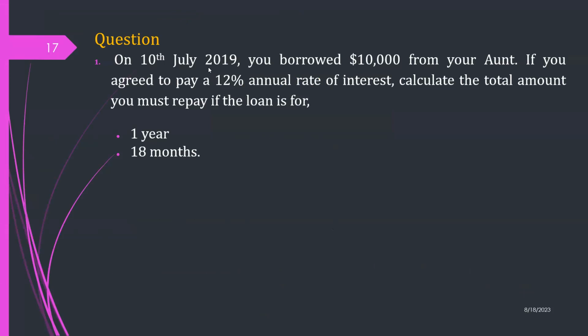It says on 10th July 2019, you borrowed $10,000 from your aunt. If you agree to pay a 12% annual interest, calculate the total amount you must repay if the loan is for 1 year and if the loan is for 18 months. I will explain and do the calculation with you. I request all of you to do the calculations by yourselves in order to get a better understanding.